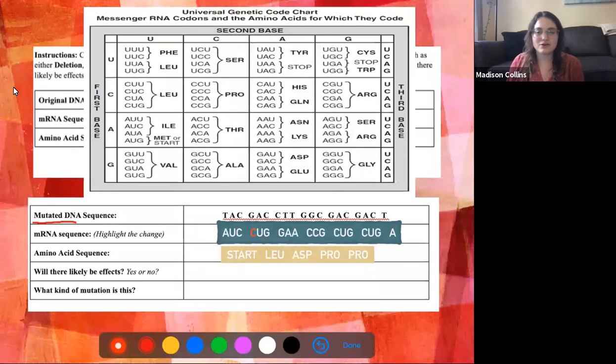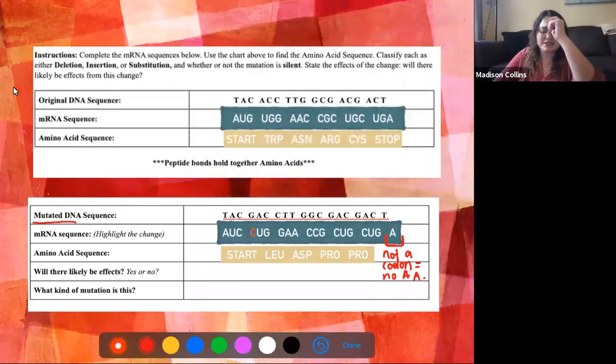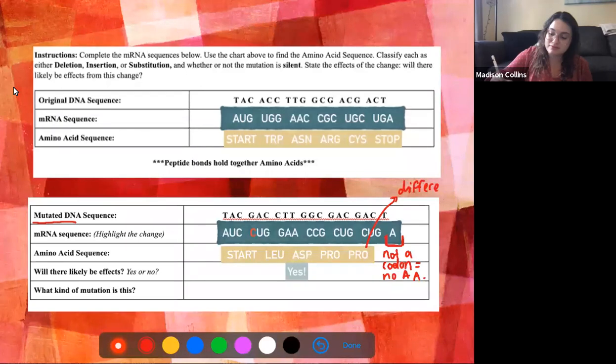All right, so the amino acid sequence you should have gotten is START, LEU, ASP, PRO, and then PRO. Now, this last A right here does not code for any amino acid because it's not a complete codon. All right, so not a codon means no amino acid. Now, we do have some amino acids, but is this amino acid sequence the same as our original one? I see that START is the same, but everything after that is different. Yikes. So will there be effects? Yes, this is a completely different amino acid sequence, which means that different proteins are going to be made. I'm going to write yikes.